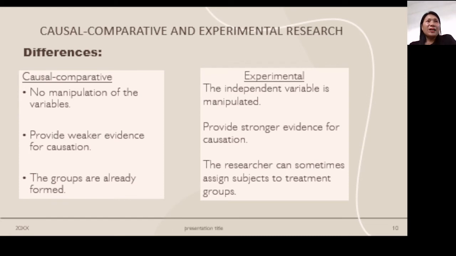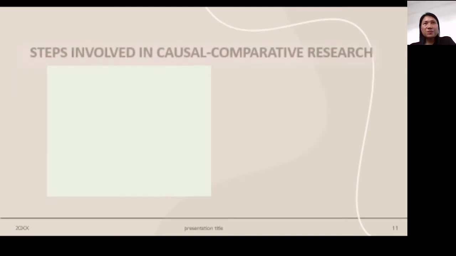Then, in causal comparative research, the groups are already formed, while in experimental, the researcher can sometimes assign subjects to treatment groups. There are steps involved in causal comparative research. The first one is problem formulation. In this step, usually the researcher identifies and defines the particular phenomena of interest.